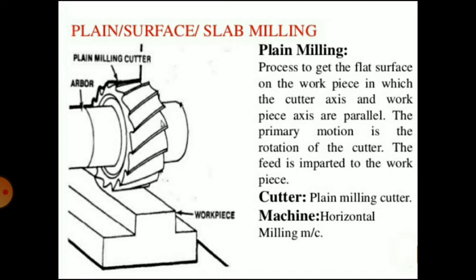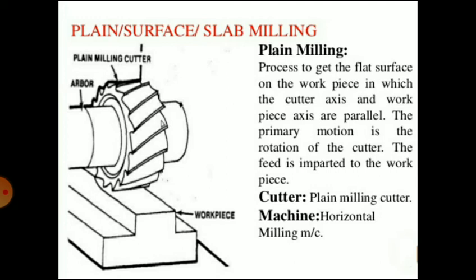In that, the plain milling cutter is used. These cutters are cylindrical in shape and have cutting teeth on the periphery only. You can see the cutter and the cutting teeth on the periphery of the cutter. The plain milling cutter may have either straight or helical teeth. So in this diagram there are helical teeth.